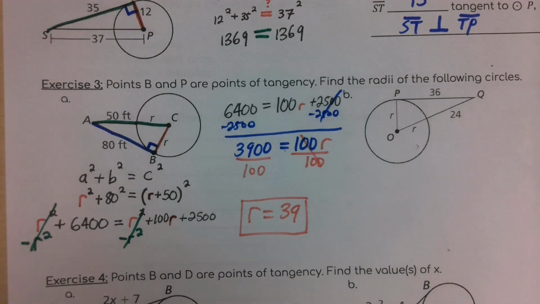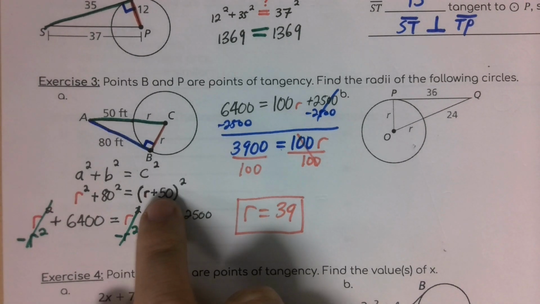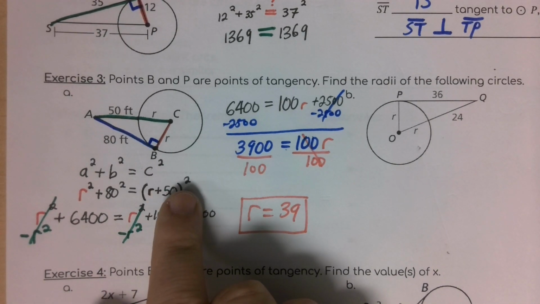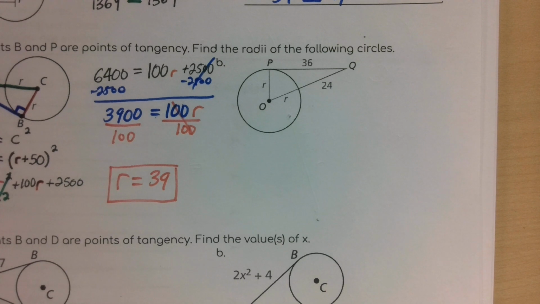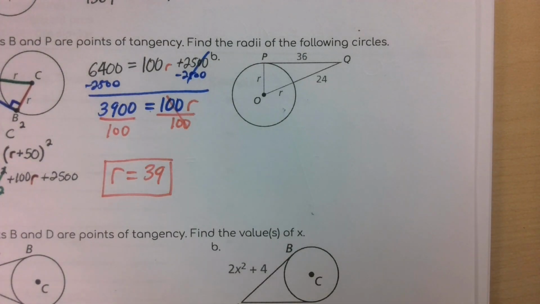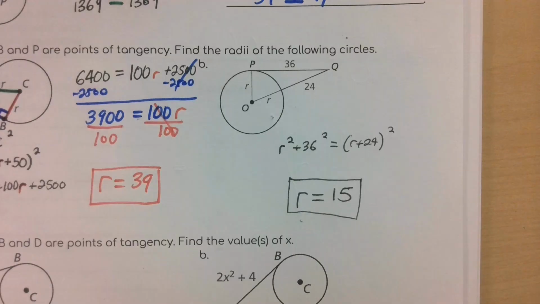Perfect! That's how we tackle this type of problem. It requires a little bit of past knowledge with this r plus 50 squared, but we can make it through. So I'd like you to pause the video and try out B. Come back in a moment to check your answer. Did we get a radius of 15? If so, you absolutely nailed it. Nice.